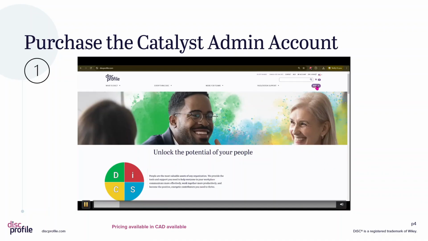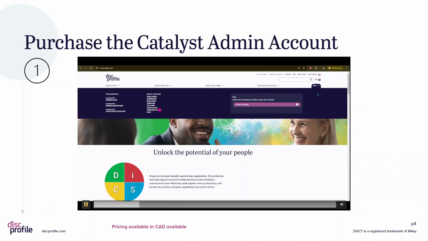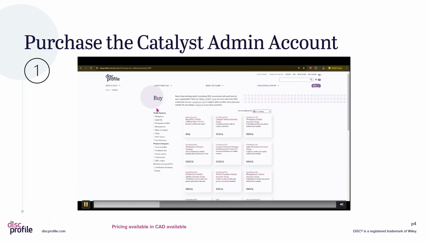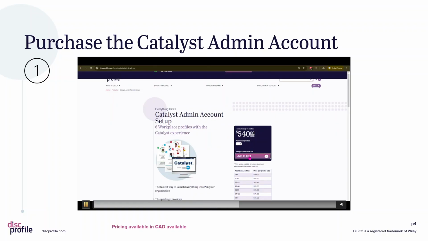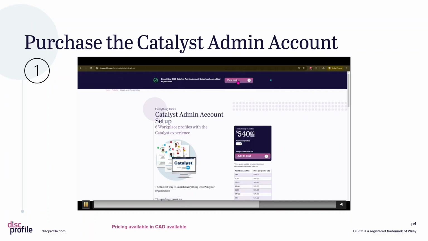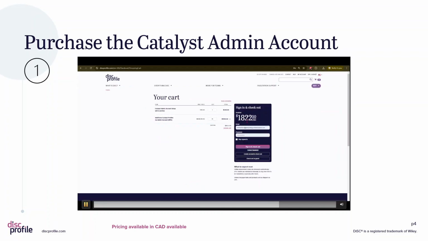So you'll click on that buy option up in the top right there, and then you'll go into admin accounts, and there's a couple different options, but that Catalyst admin account does come with about 6 profiles. If you do just need that right out the gate, you're able to purchase the 6, or you can add additional profiles to your cart. You're able to go ahead and do that checkout process.